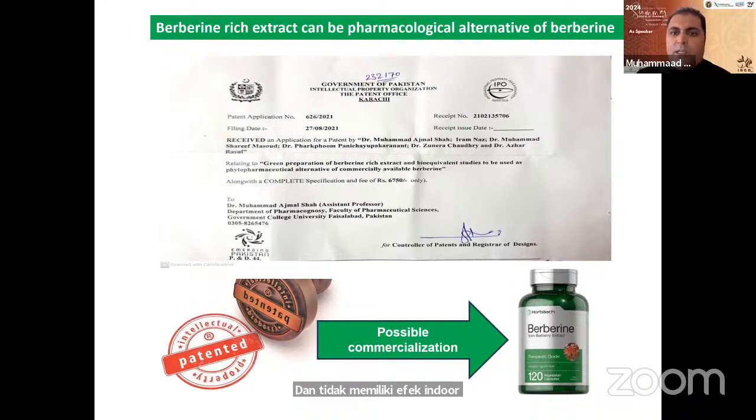Finally, based on our studies, we filed a patent on berberine-rich extract because we prepared it for the first time using green processes, green extraction and green enrichment, and we filed the patent with the IPO, Intellectual Property Office, Pakistan. We claim that berberine-rich extract is a natural alternative which is cost effective, has a lower cost of preparation, and is a potential alternative to commercially available expensive berberine.